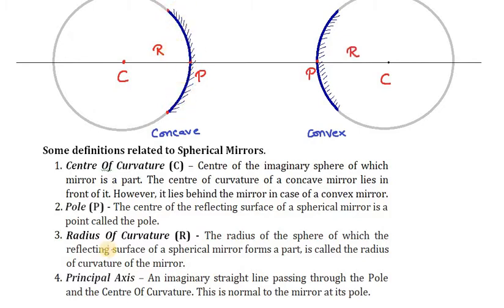The next definition is that of principal axis. The principal axis is an imaginary straight line which passes through the pole and the center of curvature. So, this imaginary line which I have drawn through here, it doesn't exist at all. This is just an imaginary line which happens to pass through the center of curvature and the pole, and it gets extended. உங்களோட அந்த particular mirror ஓட ஒரு center line னு சொல்லலாம் இல்ல normal to that of the mirror at the pole னு சொல்லலாம்.